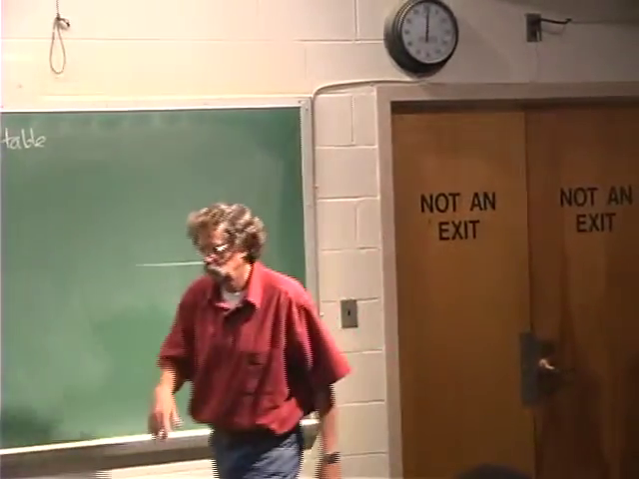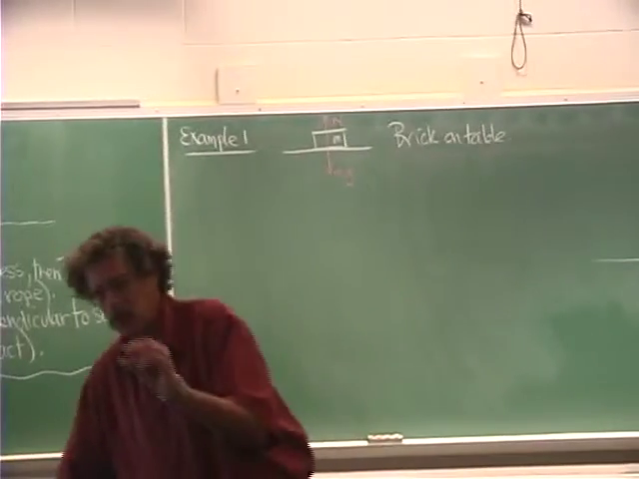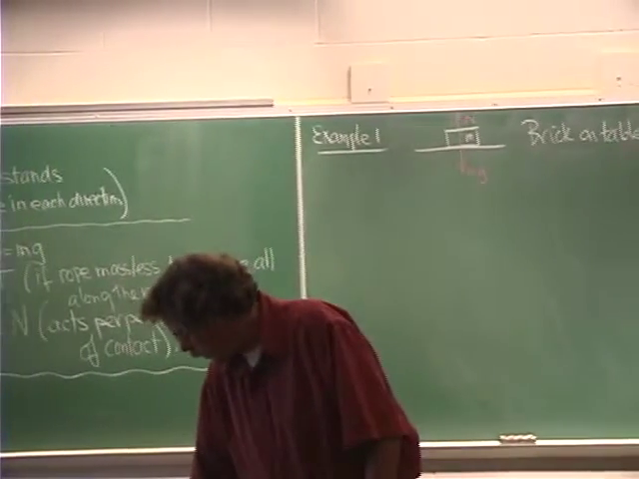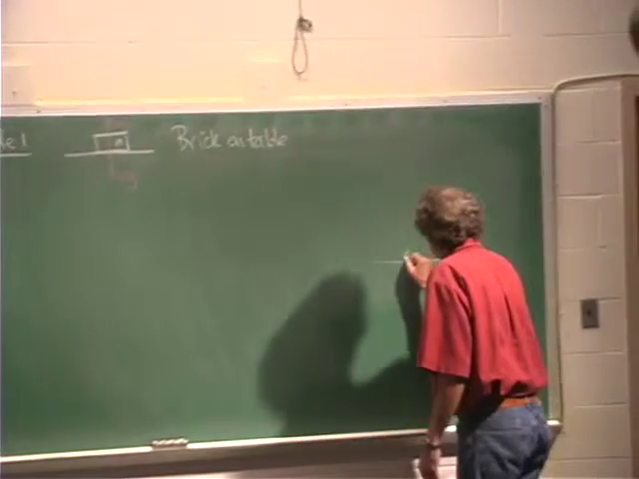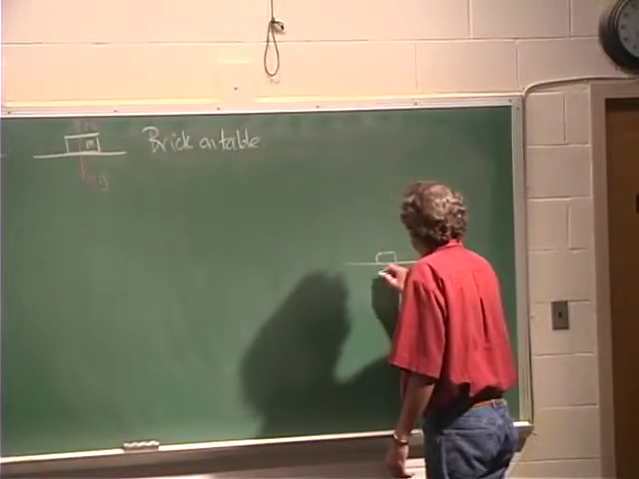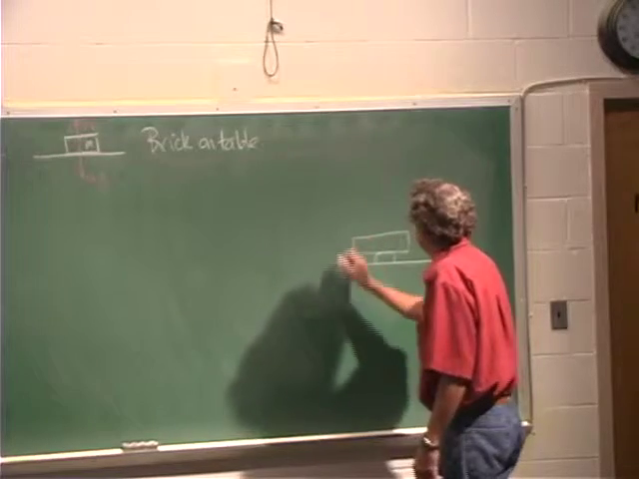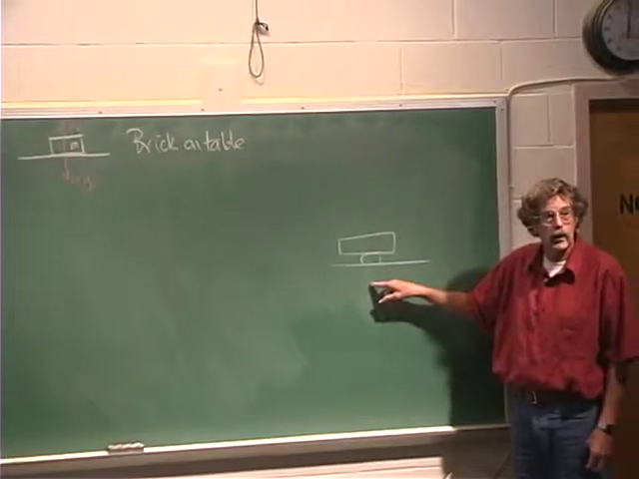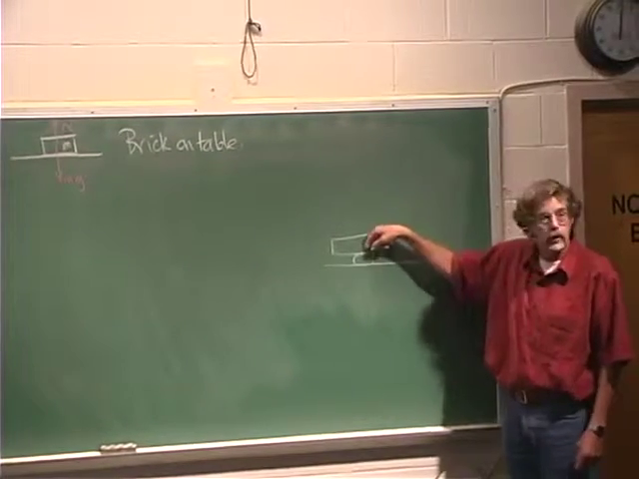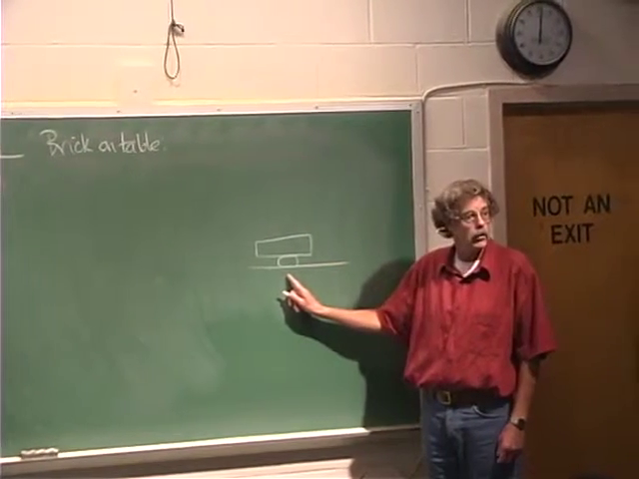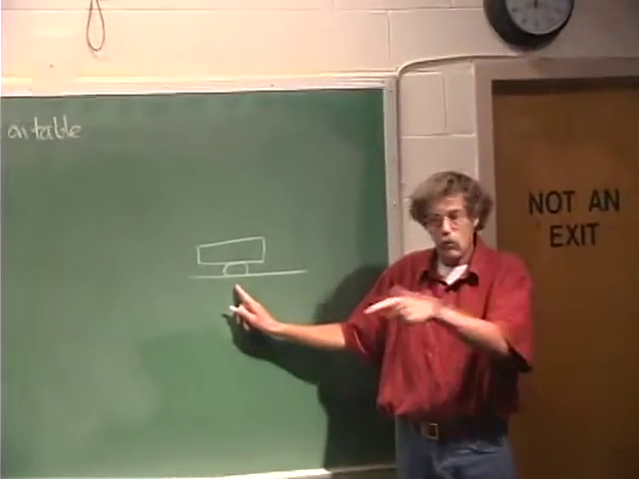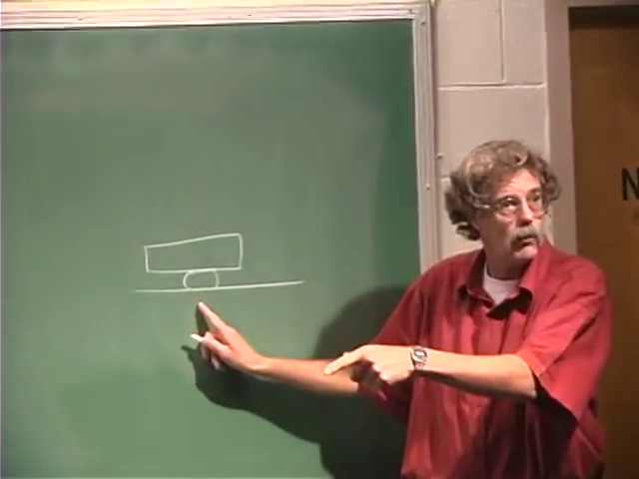So imagine a half-cooked pea, and I stick it under there. What would that look like? I reckon it would flatten out like that. Flattens out on the top and flattens out on the bottom. Who flattened it on the top? The brick pushing down. Who flattened it on the bottom? The table pushing up. That's the normal force.